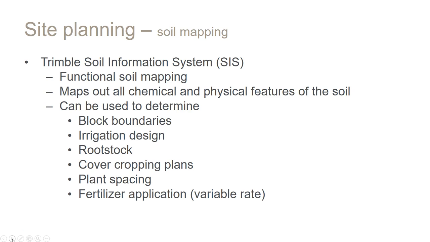There are things that we can use, like the Trimble soil information systems, which give us more functional data about our soils across the area, which is something that I've been using for a while. It seems to work pretty well. It's of course not perfect, but it gives you an idea of things like textural changes and chemical changes across your farm.